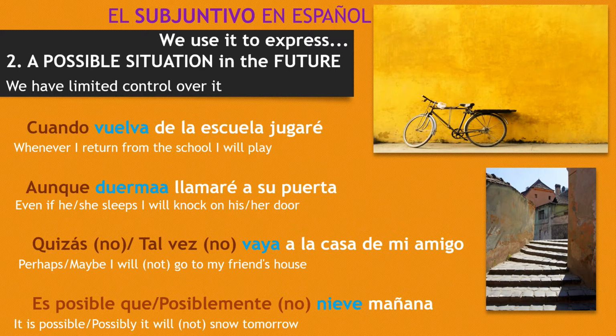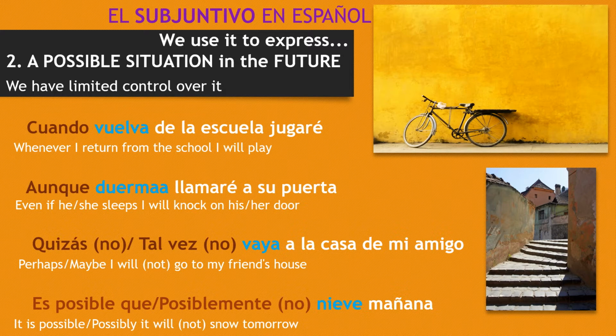Okay, let's see the following one. Quizás no vaya a casa de mi amigo. O tal vez no vaya a la casa de mi amigo. Perhaps, maybe, that's what they mean. Again, uncertainty, perhaps, maybe, expressions that convey uncertainty, possibility. So perhaps, maybe I will not go to my friend's house. We don't know yet. I haven't decided, and that's why we use the subjunctive. Remember that, vaya, okay? Perhaps I will go.